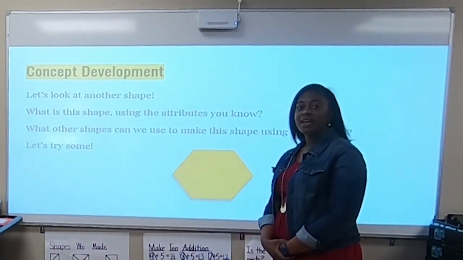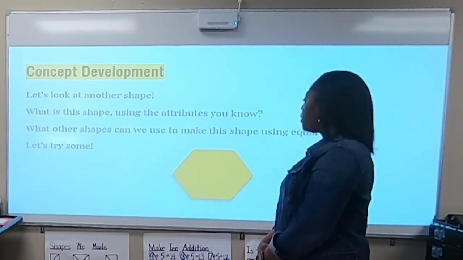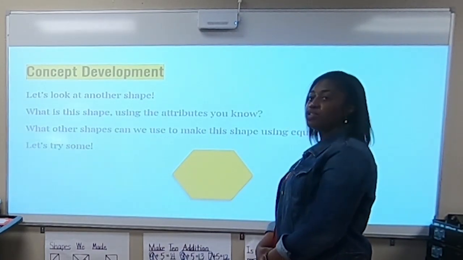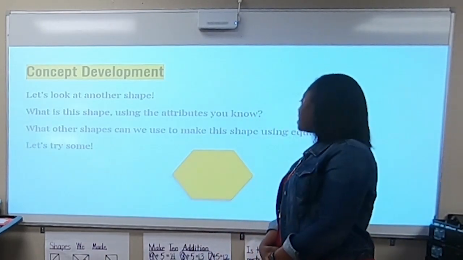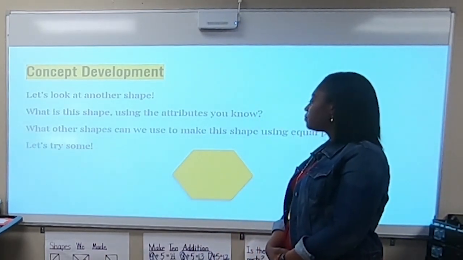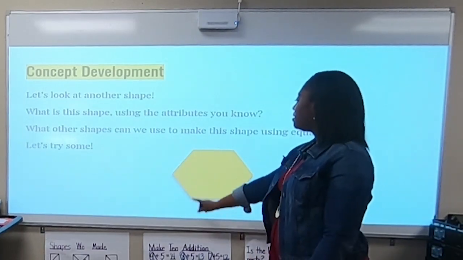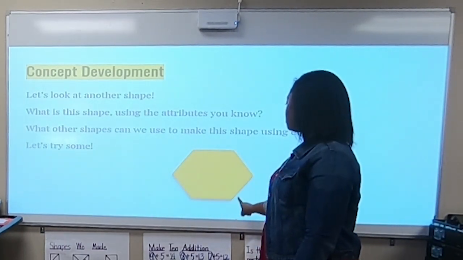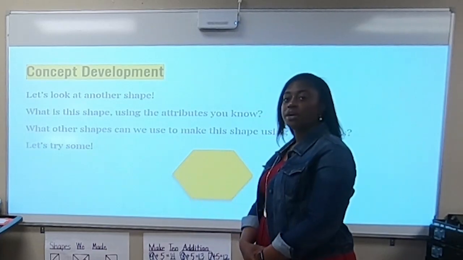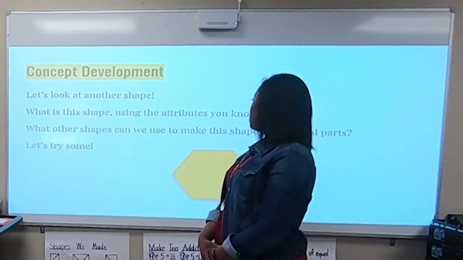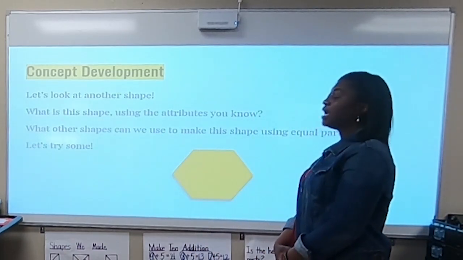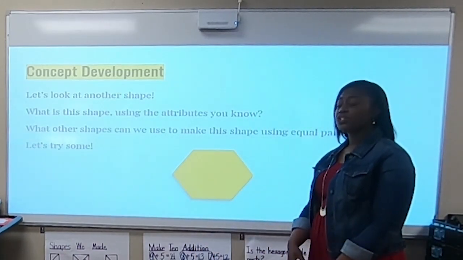This shape is a hexagon. What do you know about this shape? What are its attributes? Be reminded that the attributes are things to describe the shape. We know this shape has 6 sides and 6 corners. What other shapes can we use to make this shape using equal parts? Let's try some.